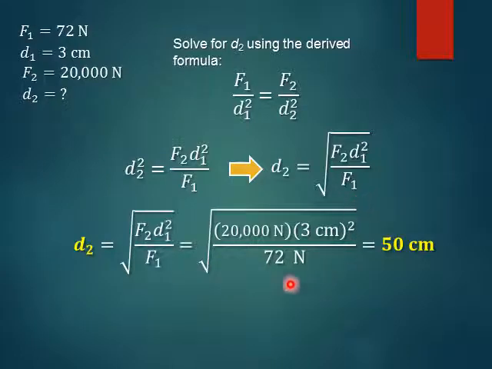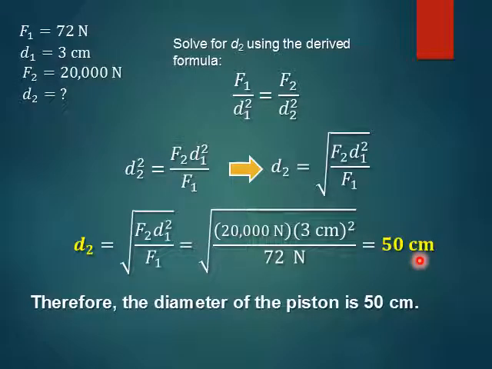So, if we want to substitute, we have the following. That's the square root of 20,000 newtons times 3 centimeters squared over 72 newtons. If you notice, maka-cancel yung unit ng newtons dito, kaya maiwan na lang dito ay centimeters. So, therefore, the diameter of the piston is 50 centimeters.